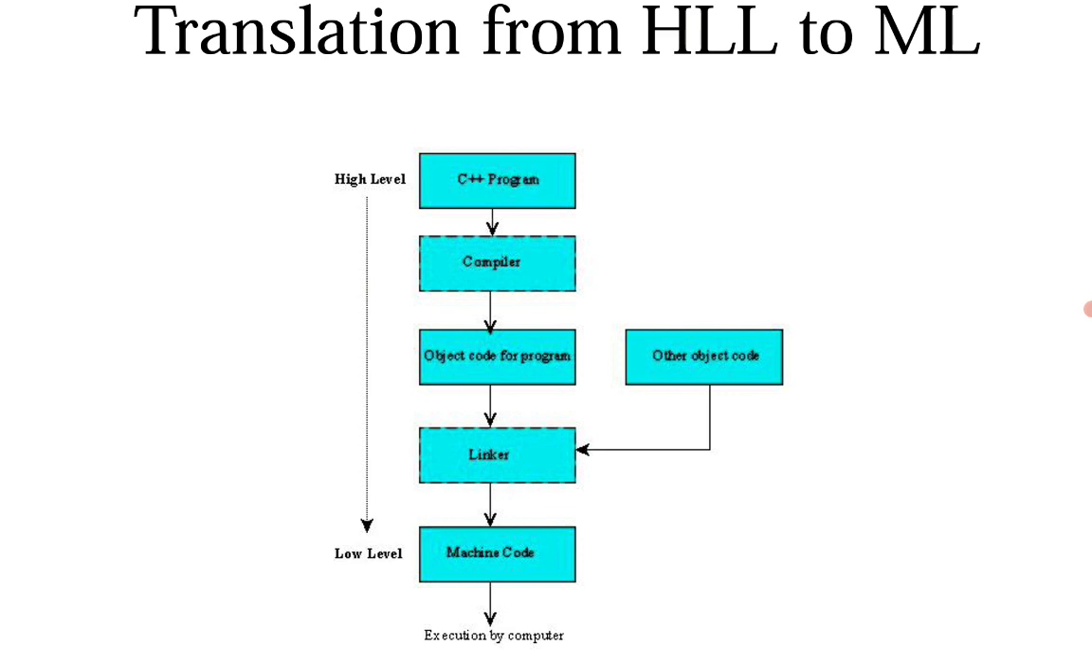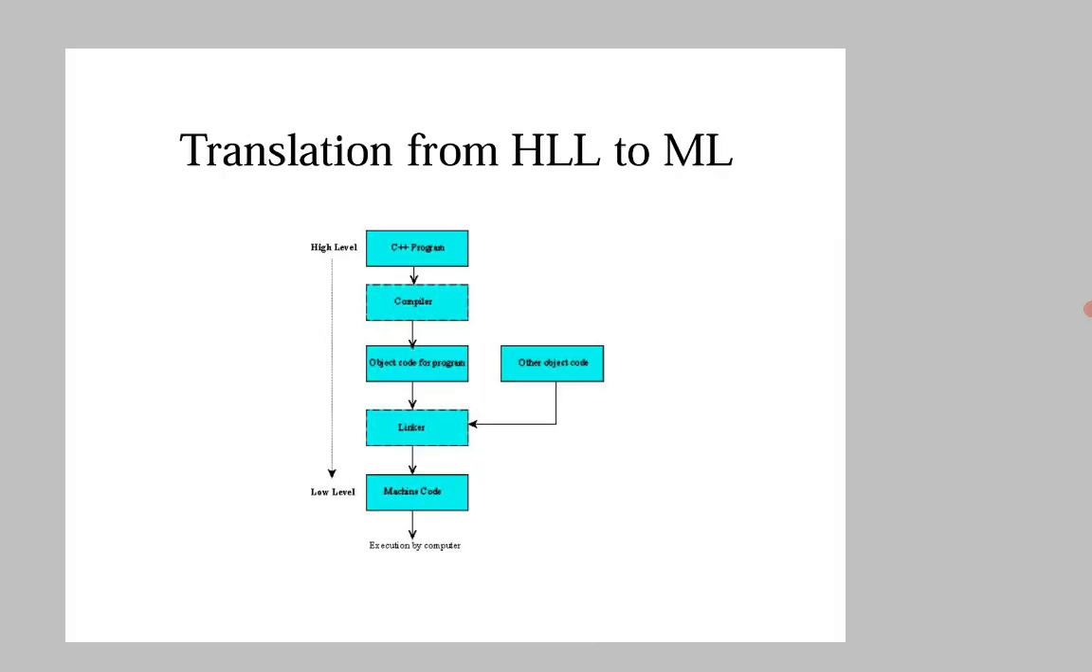Machine language or binary language is called low level language, whereas at the top level we may use any type of high level programming language, or HLL. HLL means high level programming languages like C, C++, Java. They come under the top level, and at the bottom level we may use low level languages or machine languages.